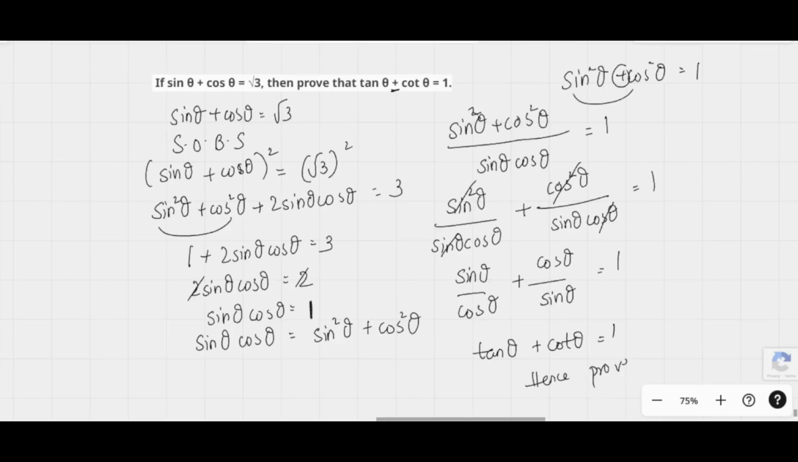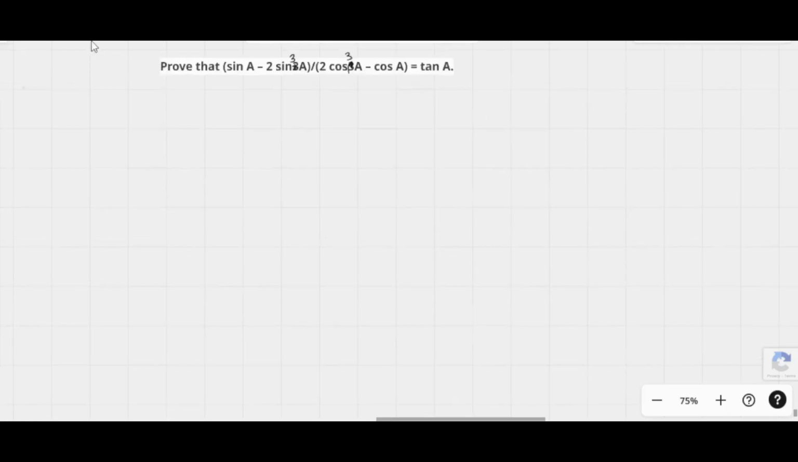Okay. Done. Here they are asking us to prove that sine A minus 2 sine cubed A divided by 2 cos cubed A minus cos A is tan A. So don't take tension or be scared by seeing the cubed. See here it is sine, and it is also sine. Here it is cos, it is cos. So directly take out common.